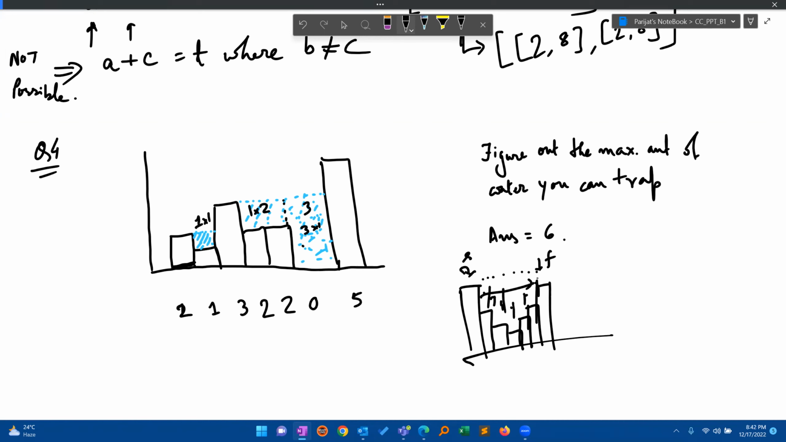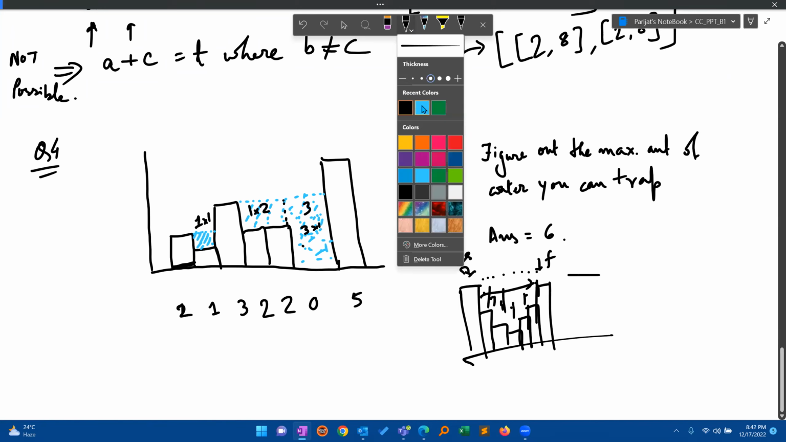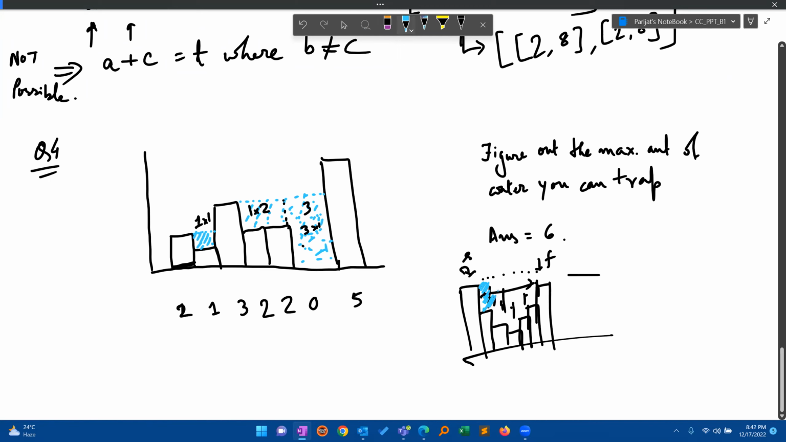Yes, sir. For area, we could first use the formula like the minimum of the two walls. Yeah, minimum of the two walls, but then the height will not be the minimum of the two walls, first and second, right? Yes. The area will be this part now. Yes, that's what I was saying.